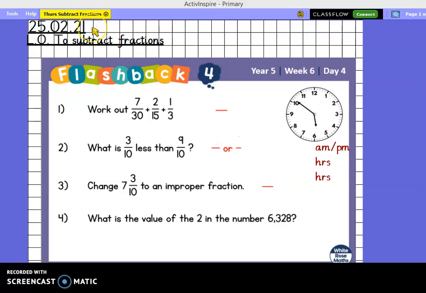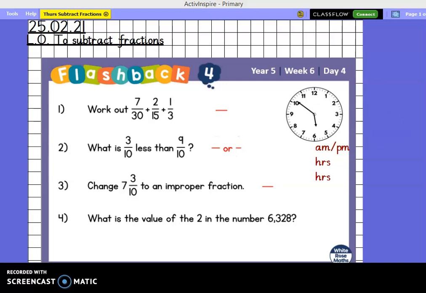Please record today's date and learning objective into your maths book and underline them. Then write flashback 4, work out the answers to these 4 questions and don't forget to do your time. Pause the video while you have a go at those.